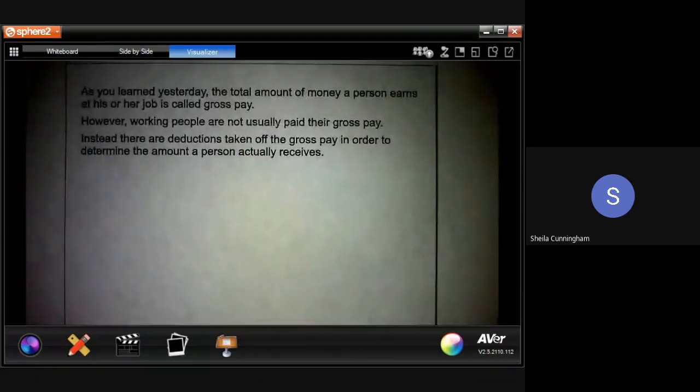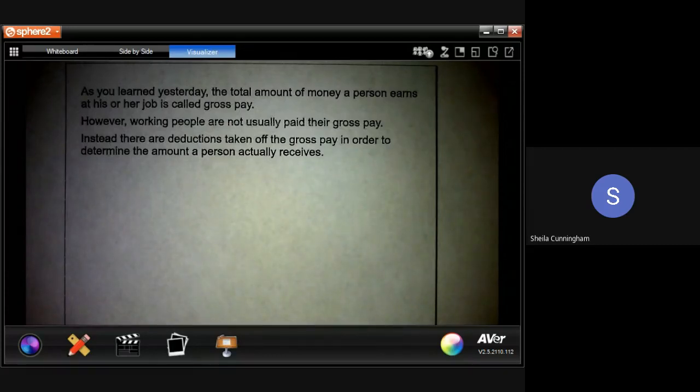So last day when we looked at this, we talked about gross pay, and we talked about that your gross pay isn't necessarily what you actually take home at the end of the day. There are deductions that are going to come off your check. That's the reality of working any job. You are going to have some deductions.